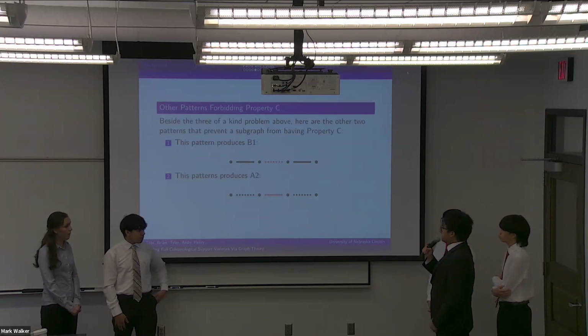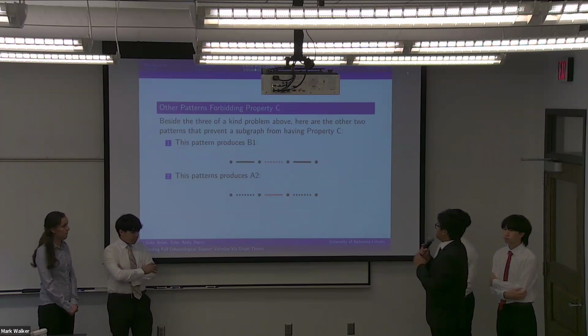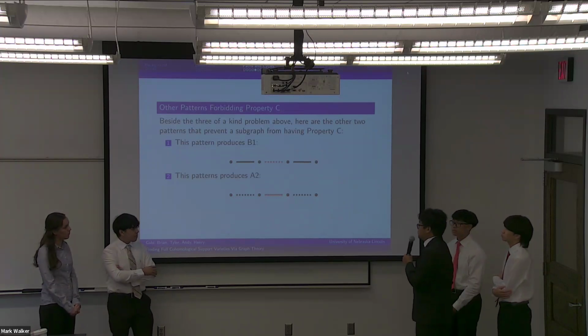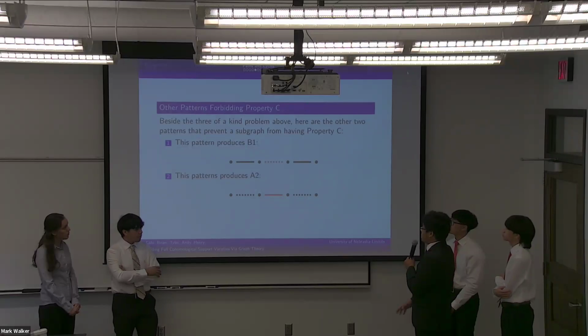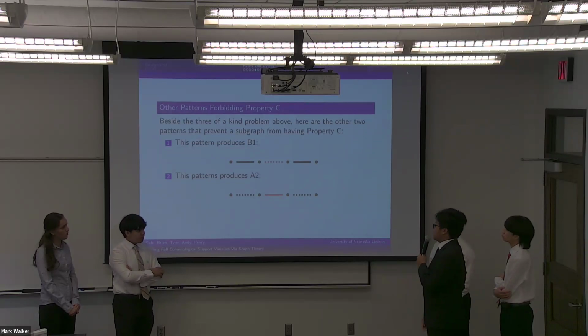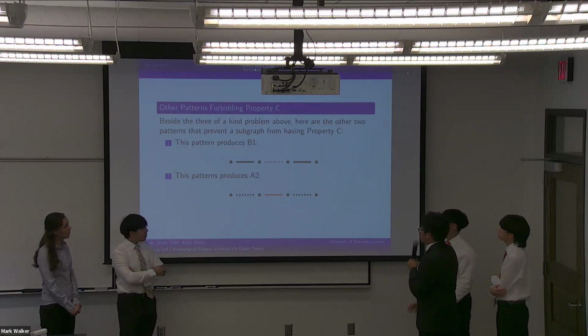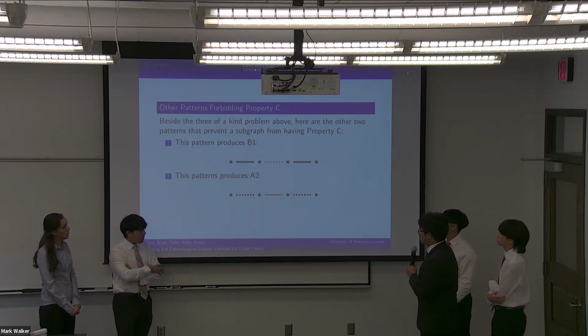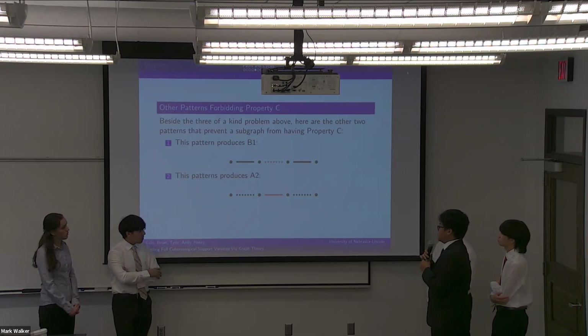Besides the 3 of a kind problem above, here are the 2 ordered patterns that will prevent you from having a subgraph with property C. The first one is a dotted line sandwiched by 2 edges. This will always produce a B1. And the second pattern is an edge surrounded by 2 gaps. That will always produce an A2.